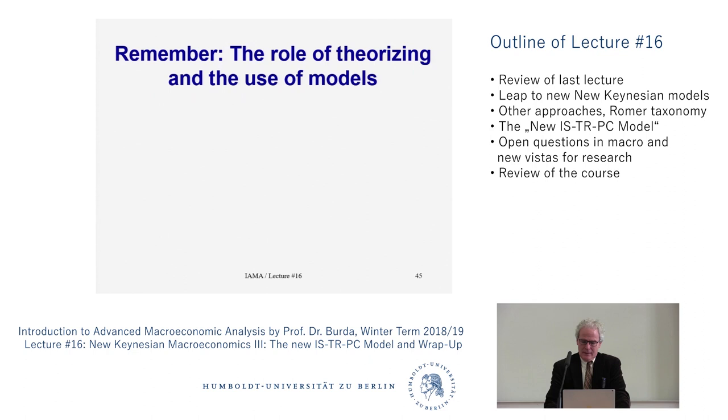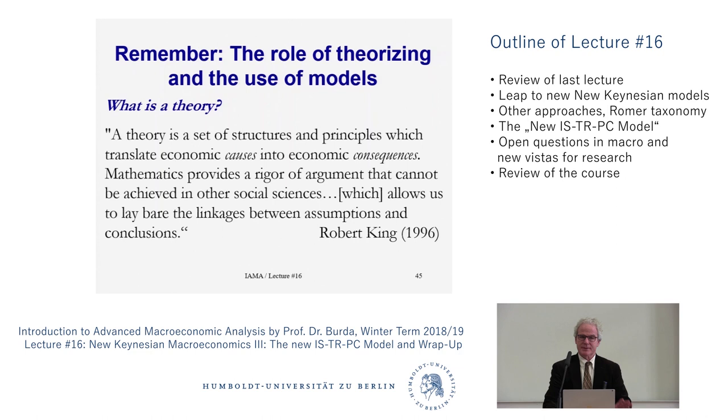Okay, so again, quoting Robert King, why do we do a theory? A theory is to help us think about causes and the consequences that result. And this is a way of helping us understand the world, because we're confronted with new situations and we need to have a theory of causality. Okay, so theories are ultimately about causality, not description.